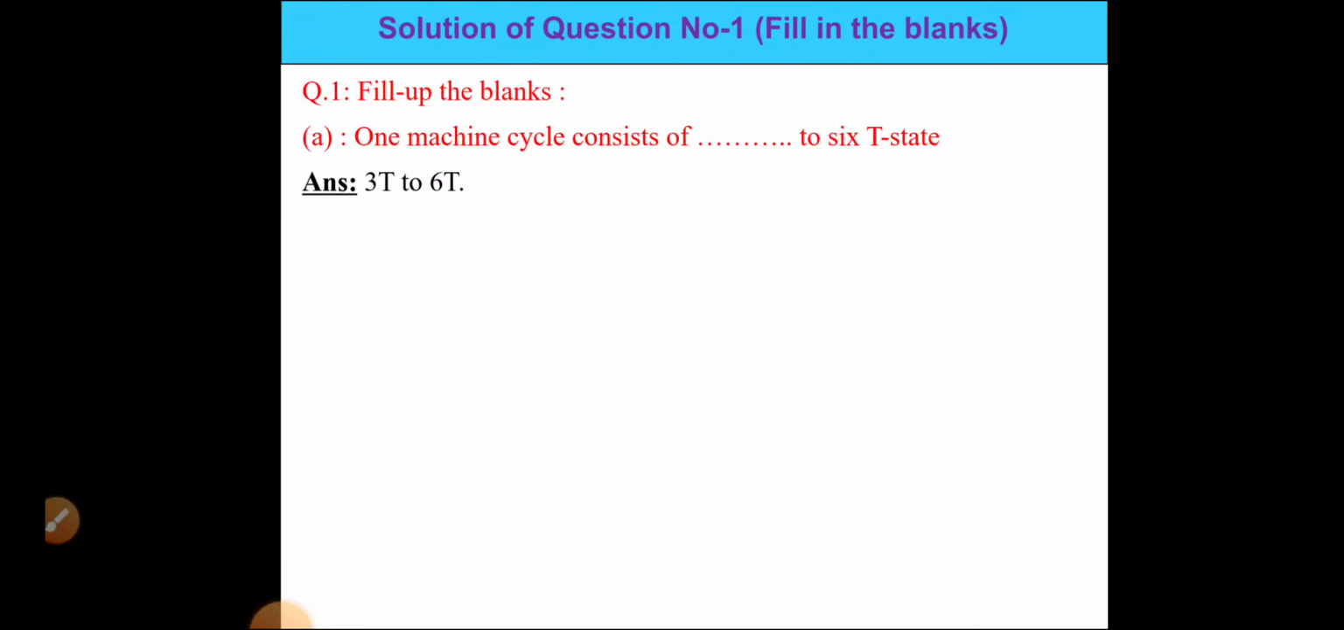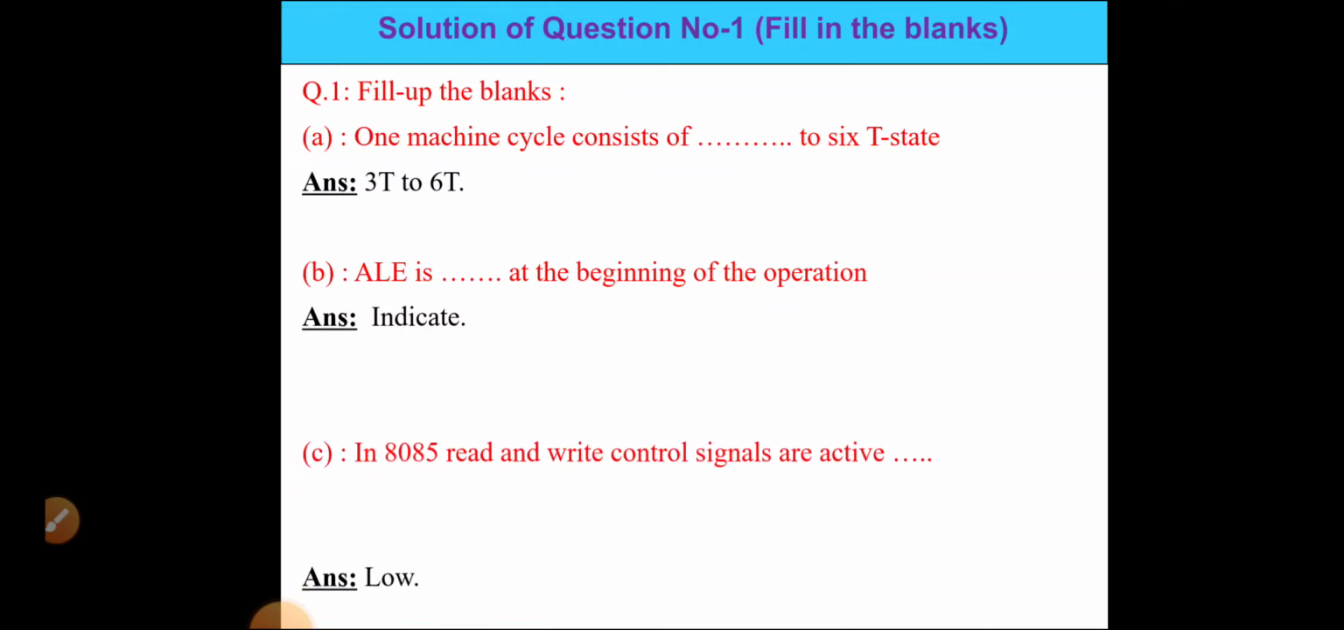See the first question. One machine cycle consists of 3T to 6T cycles. ALU generally indicates the beginning of the operation. Next, in 8085, read and write control signals are active low.